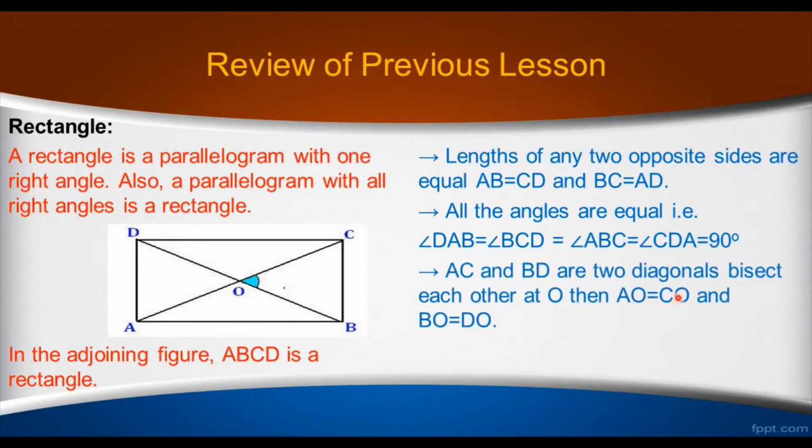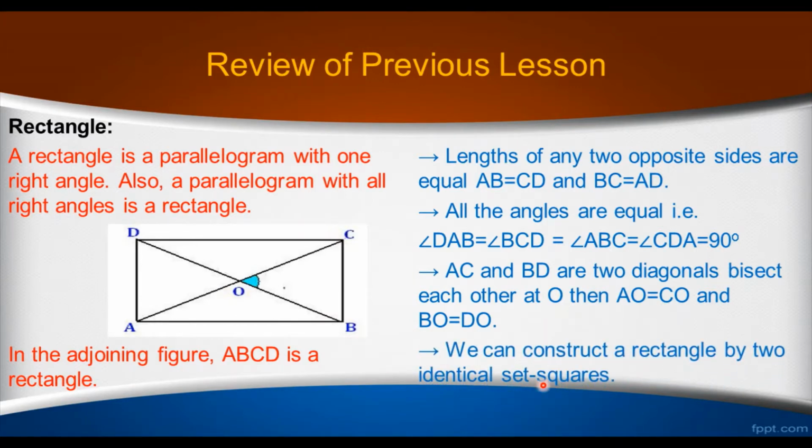AC and BD are two diagonals that bisect each other at O, as you can see from the figure, and you know bisect means equally divided. That's why AO equals to CO and BO equals to DO. And we can construct a rectangle by two identical set squares, my dear. So this is the thing about rectangle.